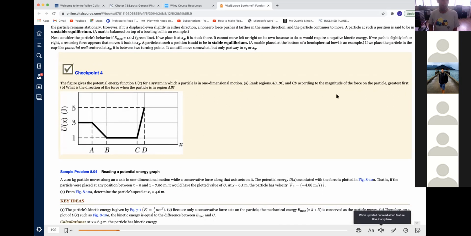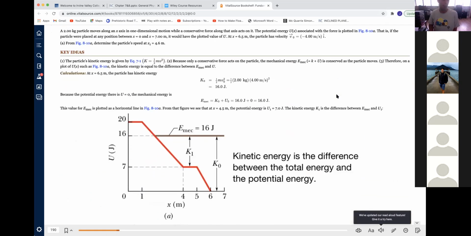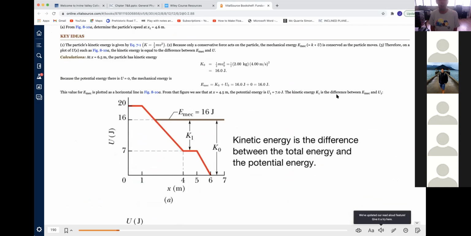There's a couple of problems here that you can try. At x equals 6.5, the particle has kinetic energy. So here the kinetic energy would be 16 joules. Why? Because here it has 0 potential energy, but it has 16 joules of mechanical energy. Mechanical is potential plus kinetic. So all of it is kinetic.